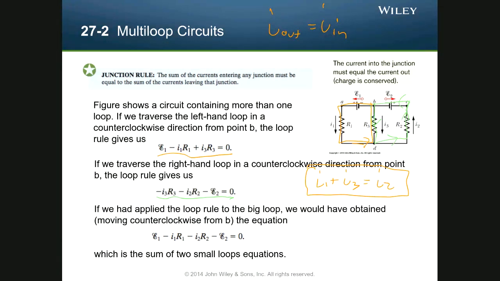And then to get to the third equation, just so that we don't ruin everything, we're looking at the big loop. We're also starting at point B and going around counterclockwise. And that's where the third equation comes from. I hope the color coding helps. I'm a big fan of color coding.